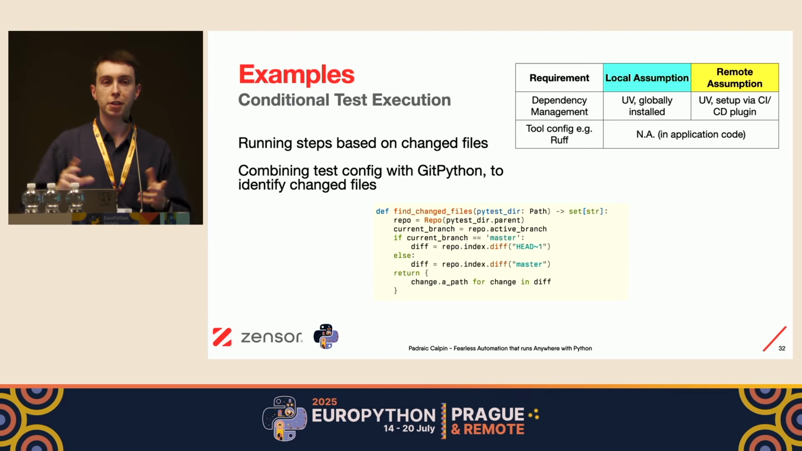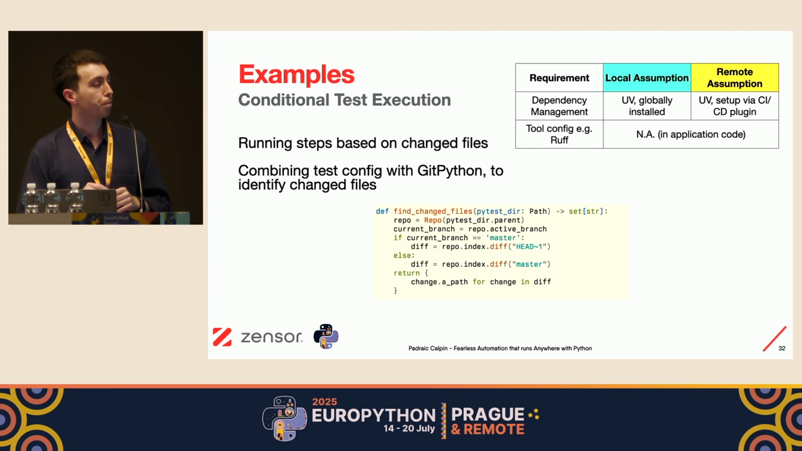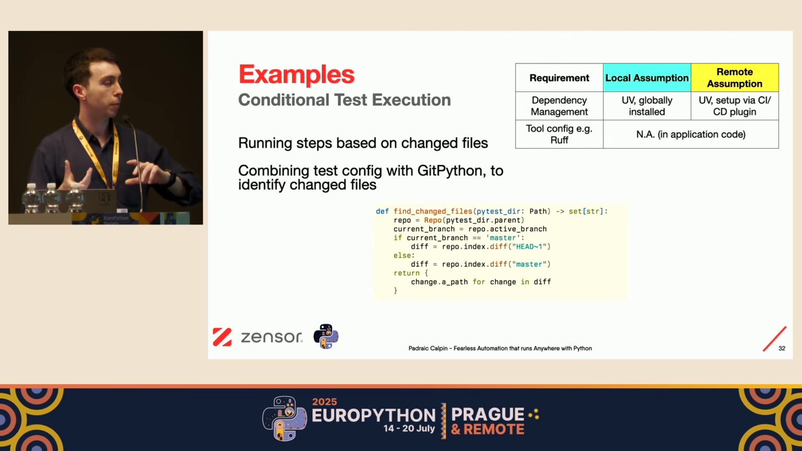So most CI/CD runners give the ability to do conditional execution, so you can skip a certain pipeline step based on if files have been modified or not. And the way we can reproduce this in Python is we're going to make use of PyTest hooks and the GitPython library that I mentioned before.